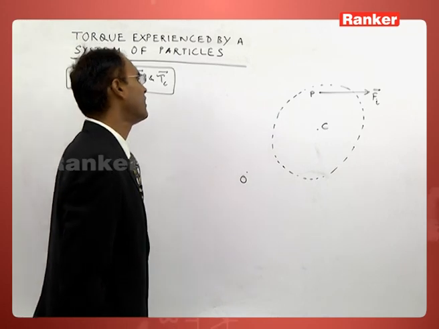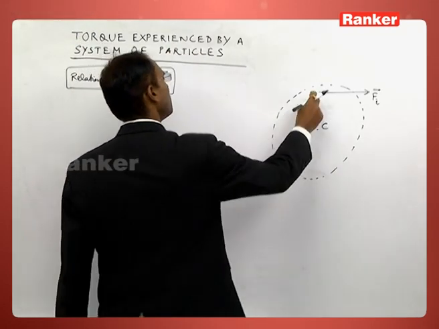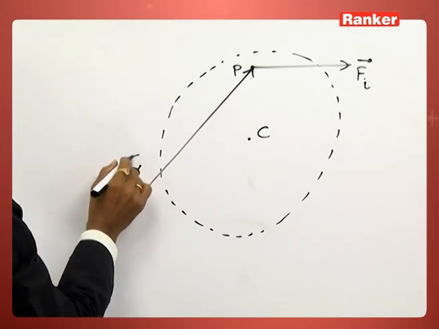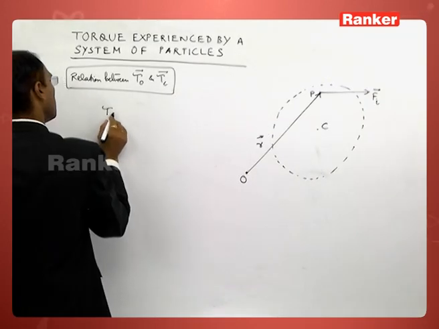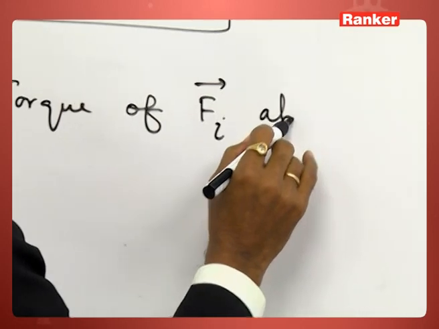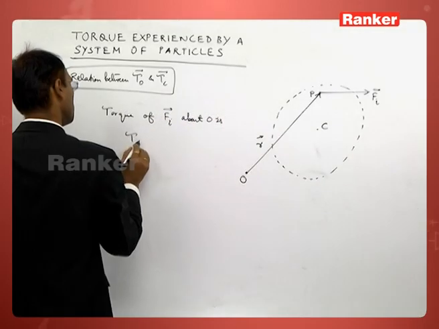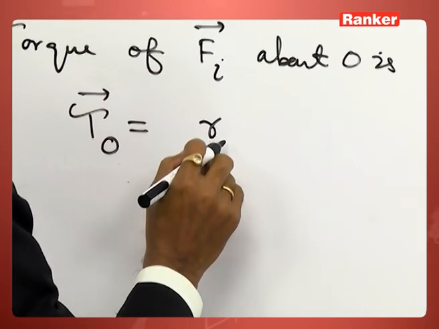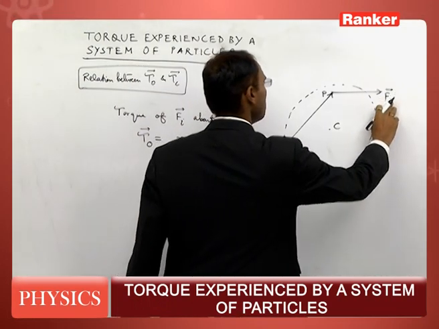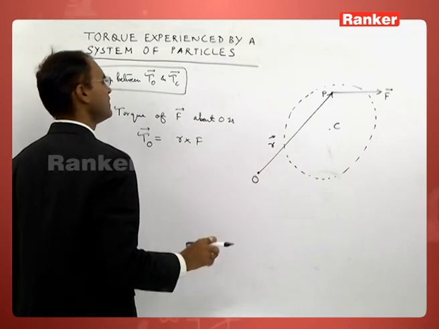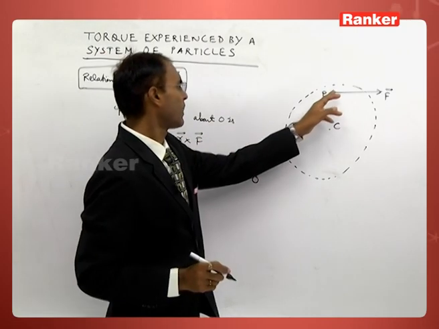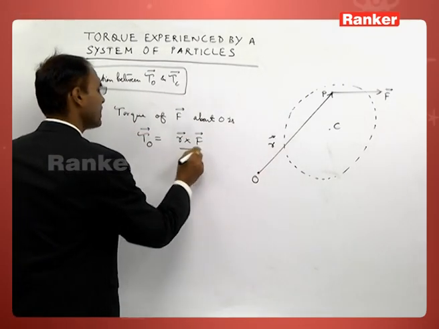Fi is the force acting on the ith point or point P. The torque produced by this force about the reference point O, the torque of the force Fi about O, is tau O equal to R cross F. Or you can just take the simple force F instead of Fi, then you can generalize the fact. The force F is producing a torque about this point, that's equal to R cross F.